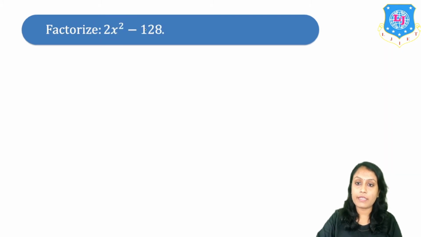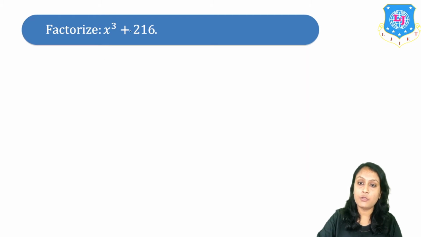Here we have 2x square minus 128. Firstly, we will take out 2 common, so it will give you x square minus 64. Now we will use the formula a square minus b square, that is (a minus b)(a plus b). So this is (x minus 8)(x plus 8). Alright, now let's move to the next example.